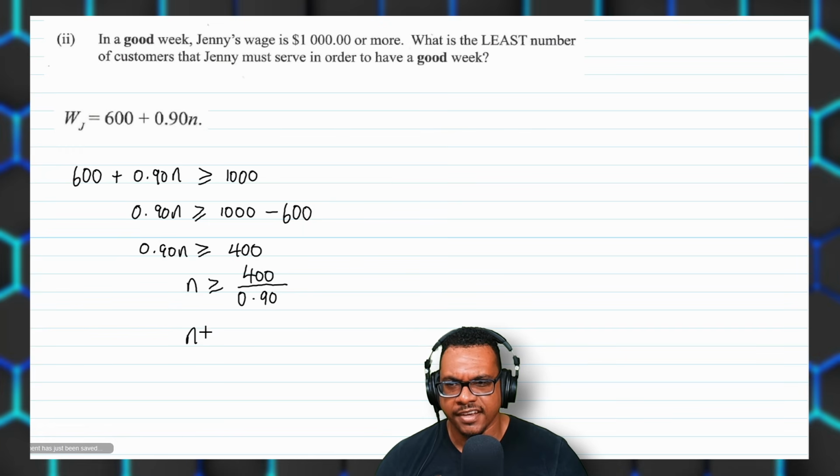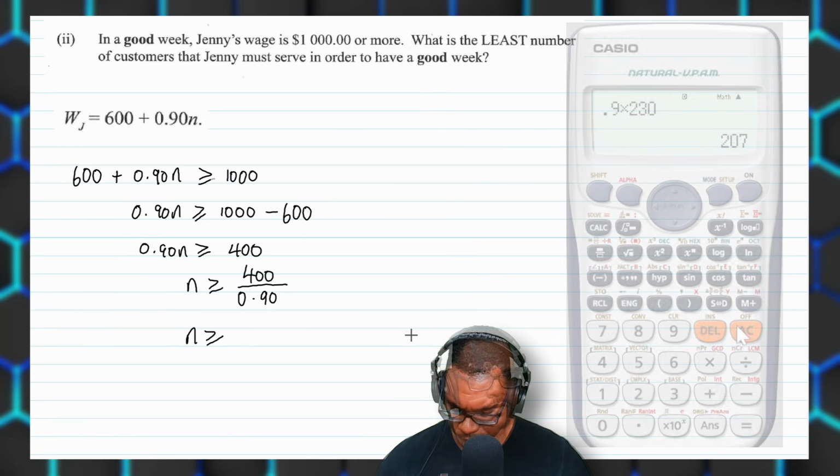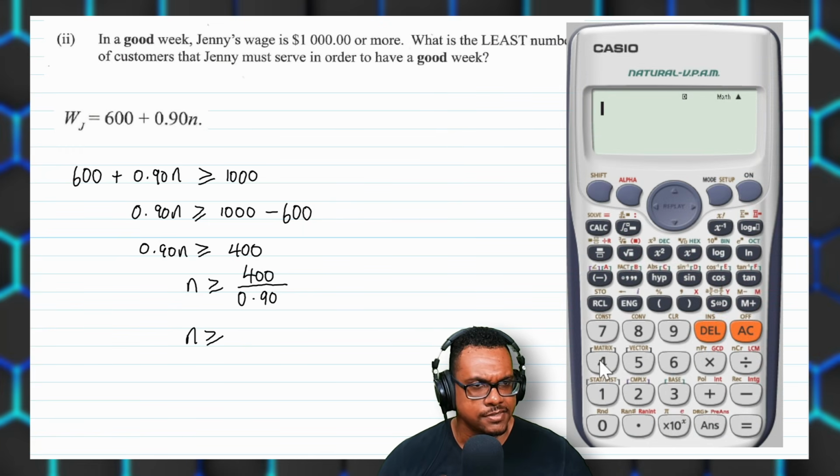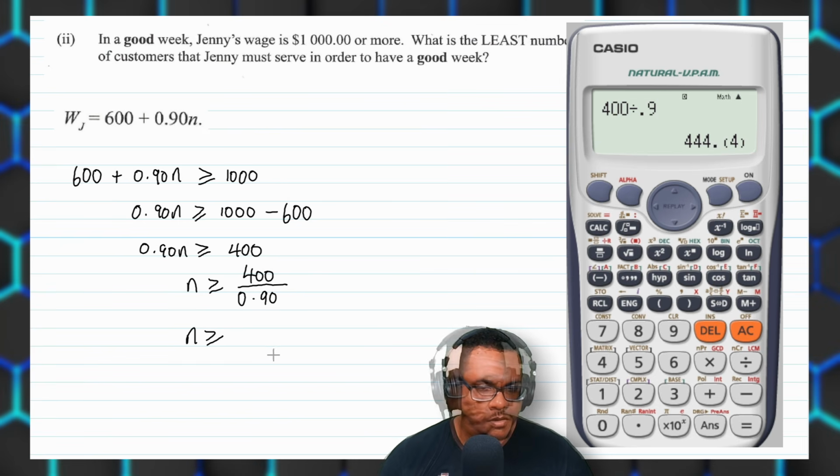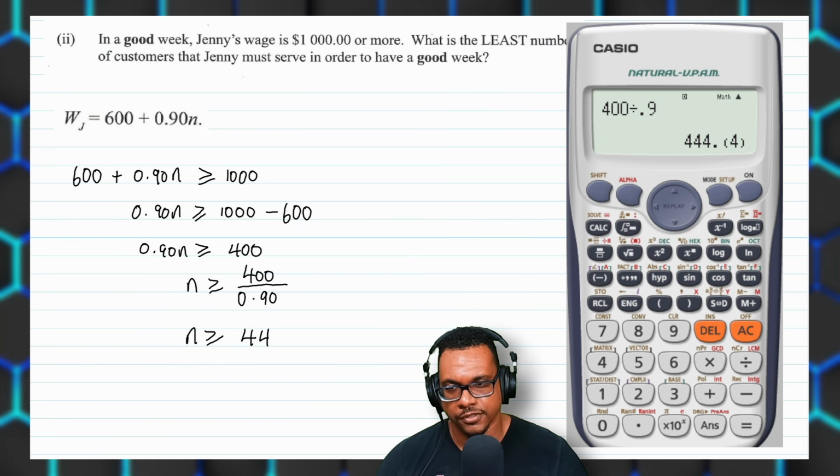So now we have N is greater than or equal to, and of course we'll take the calculator and say it's 400 divided by 0.9, because 0.90 is just 0.9, and that is equal to 444.4. So I write that down. Well, the 4 is recurring, right? 44444. So that's 444.4 recurring.